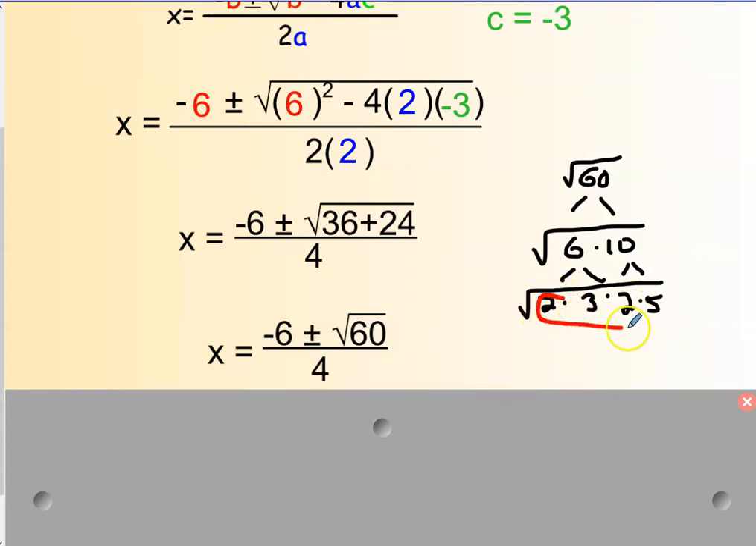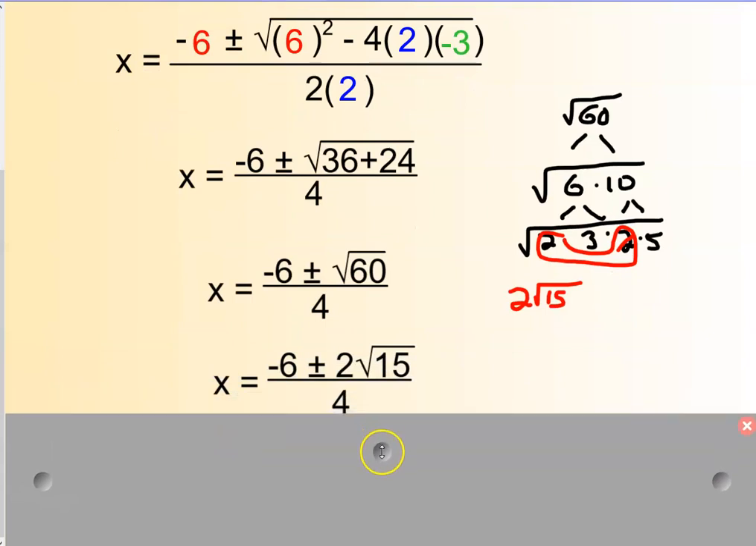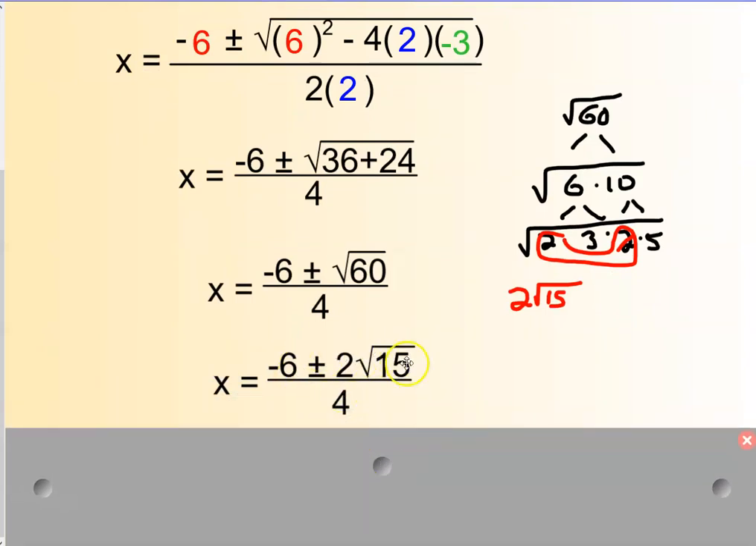I have a pair of 2s right here. So one of those 2s gets out. The other one doesn't make it. And left behind in my jail is a 3 and a 5, which is 15. So this does go a little further. This becomes -6 plus or minus 2 radical 15 all over 4. Now, it turns out we can go one step further. Remember how we looked at this in the past. We have to distribute this division by 4.